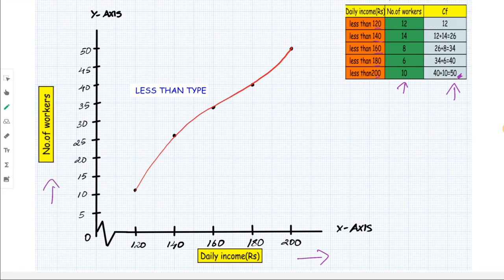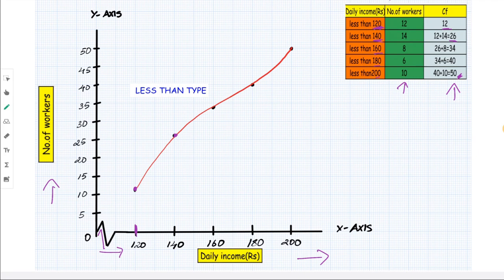All right, so let's start plotting. So less than 120, what is the cumulative frequency? 12. So one more thing. Because we're jumping directly to 120, we're drawing this. Clear? All right, now let's go back. Less than 120 is how much? 12. So 120 is here, then 12, I'm assuming it to be here, right? Next, 140 is how much? 26. So 140 is here, then 25, then 26, right?